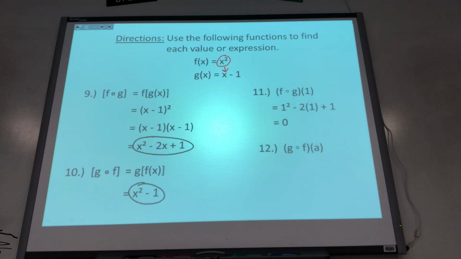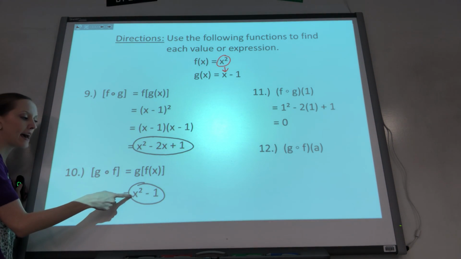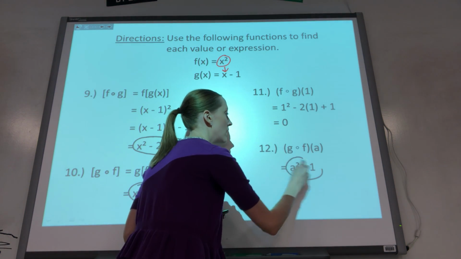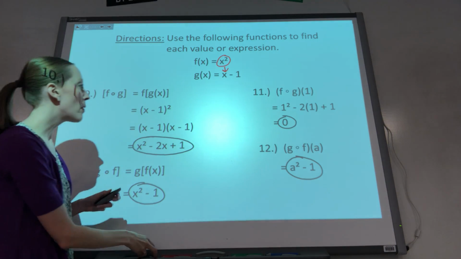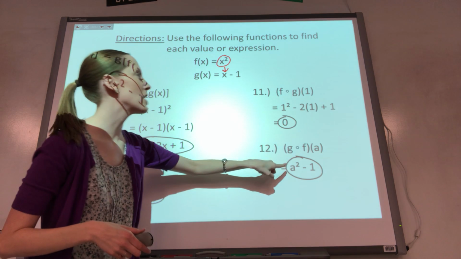Okay, and last one of these, number 12, g of f of a. It always seems to be confusing when it's a variable that you're plugging in, not just a number. But here again, it's nice because we already know what g of f is. It's x squared minus 1. Replace the x with a, and now it's just a squared minus 1. If you plug in a number, you should get back a number. If you plug in a letter, you should get back a letter.